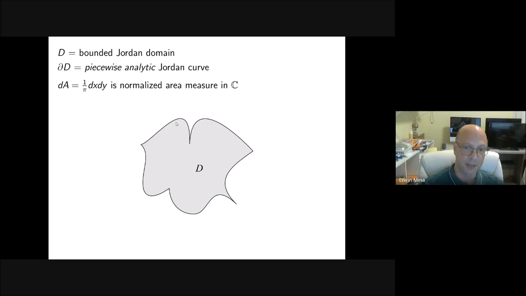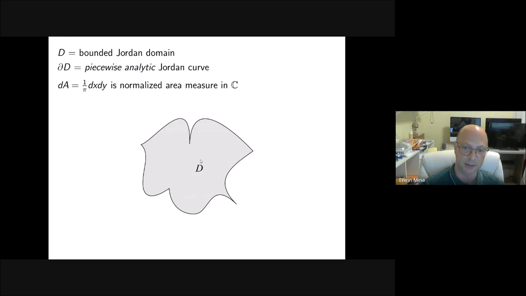It's a domain whose boundary is a piecewise analytic Jordan curve. So it's a Jordan curve, but made out of finitely many analytic arcs. And dA, here A for area, is going to be the normalized area measure, normalized in the sense that it's divided by pi just for the sake of getting slightly nicer results. When you write the formulas, if you normalize the area measure, the formulas are going to be a little bit nicer.